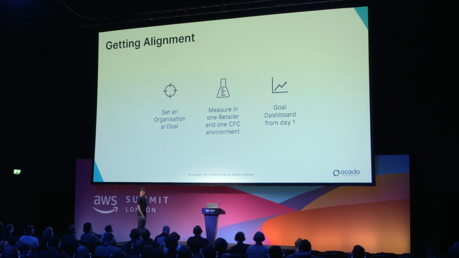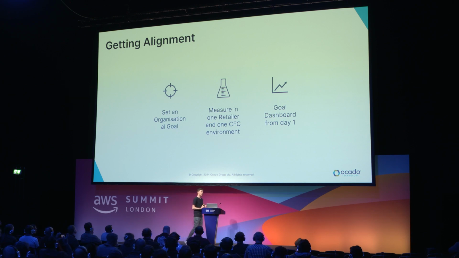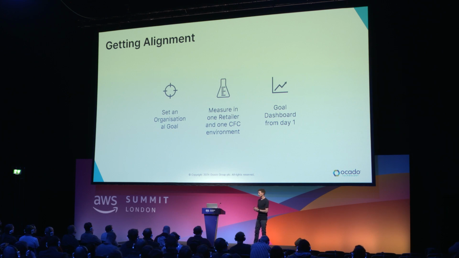So we decided to adopt this target, this green line, as one of our organizational goals for 2023, for last year. We typically set about 5 goals a year, and we talk quite a lot about them. They're pretty important. We talk to everyone about how they're being measured, and we measure the progress against them. In this case, we decided we were going to keep things simple and measure just in 2 environments. One customer-facing e-commerce environment, and one CFC, or Customer Fulfillment Center, AWS environment.